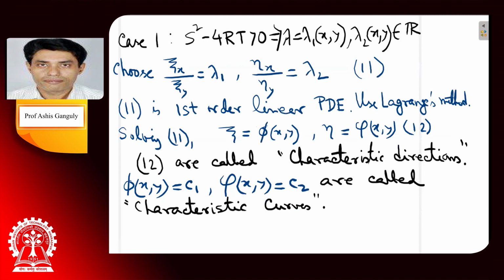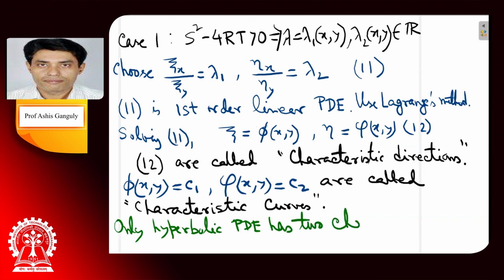So clearly, only hyperbolic PDE has two characteristic directions. Because for the two other cases you will see, for parabolic it will be only one, and for elliptic there will be no characteristic directions. Okay, first let me finish the hyperbolic PDE case.